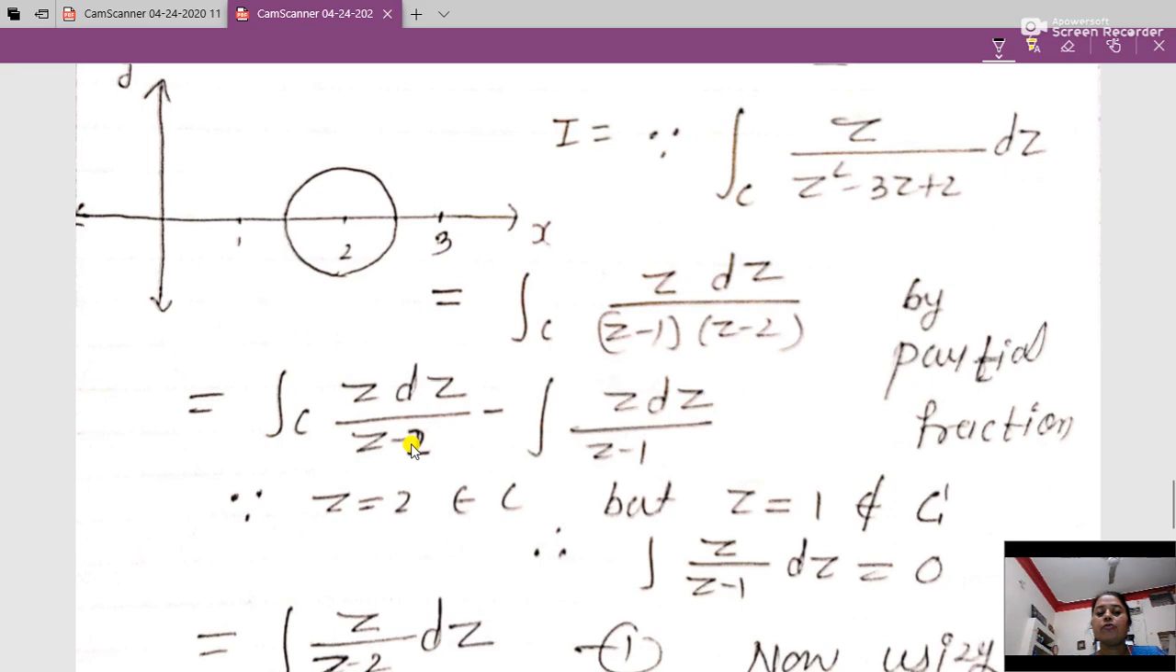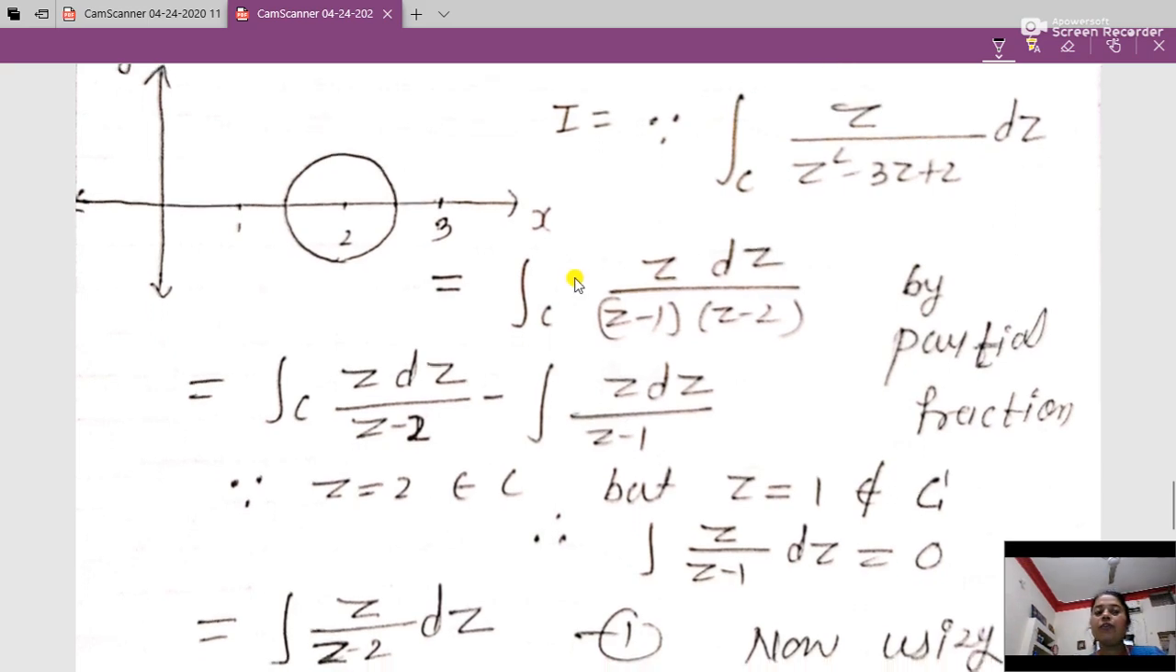Now z is equal to 2 is within the circle, but z is equal to 1 is outside the circle. z is equal to 1 does not belong to the circle. Therefore, by Cauchy's theorem, you remember Cauchy's theorem? If the function is analytic within and on the curve, and this point does not belong to the circle, then this integration is equal to 0 by Cauchy's theorem. And we have to evaluate only this remaining integral.